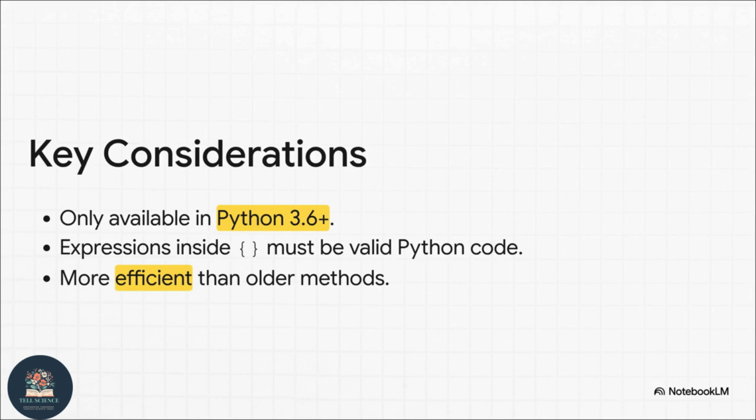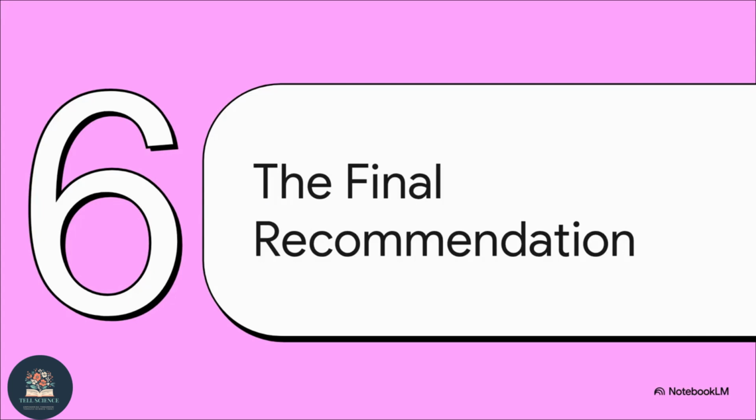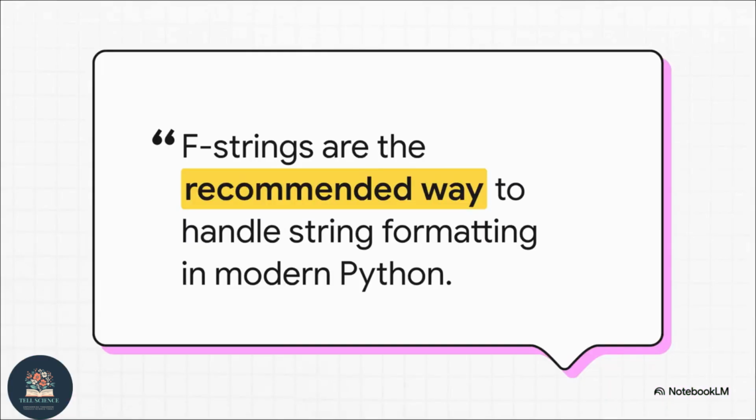So it's a win-win. So, after all that, what's the final verdict? What's our final recommendation? It's actually really simple. F-strings are, hands down, the recommended way to handle string formatting in modern Python. If you're writing Python code today, you should always be reaching for them. They're faster, they're way more readable, and as you've just seen, they're incredibly powerful.